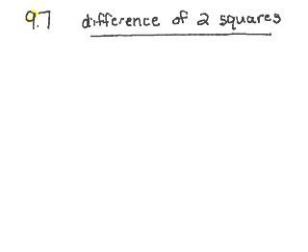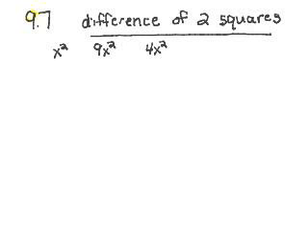And just like the title says, difference means when we subtract, of two squares means two things that are squares. They're perfect squares. So you've multiplied two things together to get that number. So like an x times an x is an x squared. So x squared would be a square. 3x times 3x is 9x squared. So 9x squared would be considered a square. 2x times 2x is 4x squared. So 4x squared would be a square.